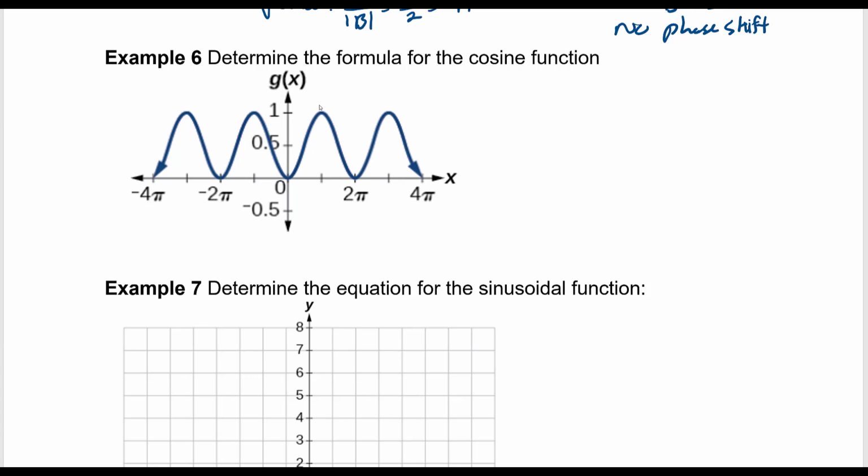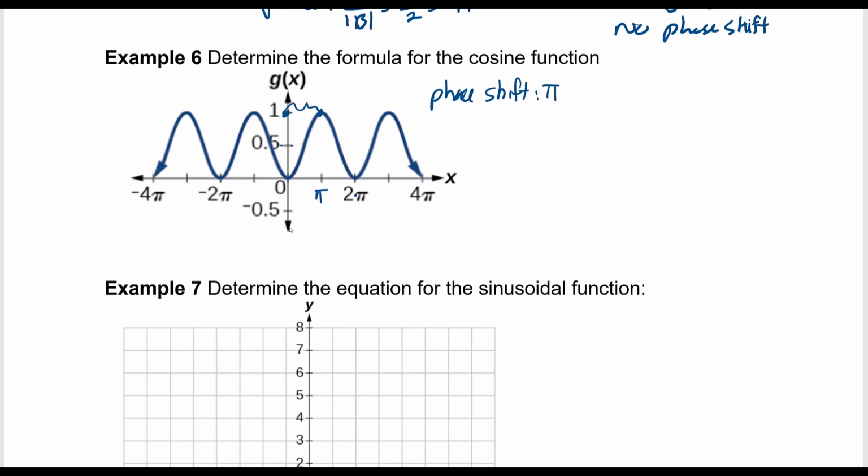Okay, determining the formula for the cosine function. So normally a cosine would start up here, and now it's starting over here. So I see a shift of, that's 2 pi, this is pi. So I see a phase shift of pi. Okay. What else are we seeing?